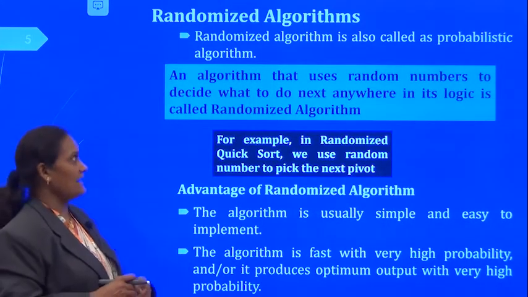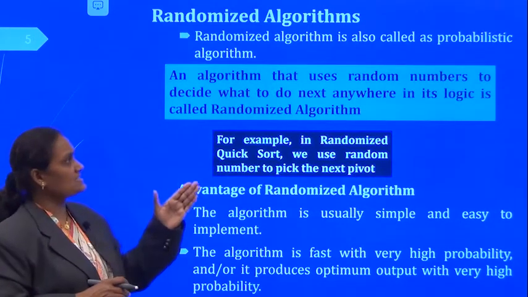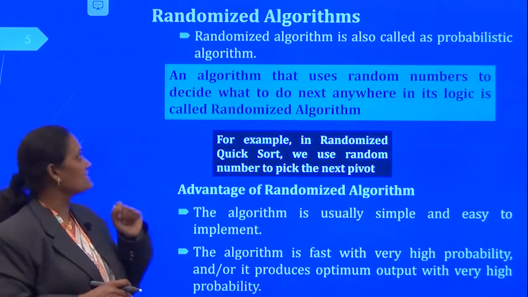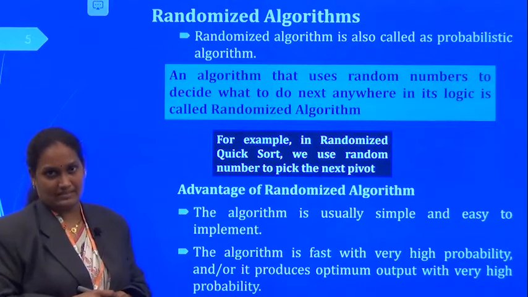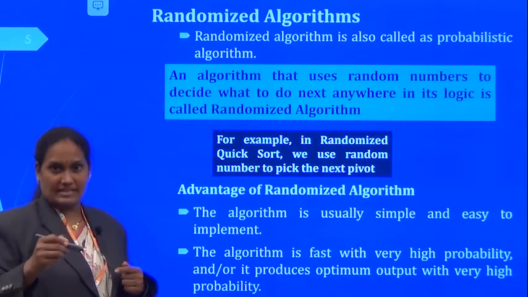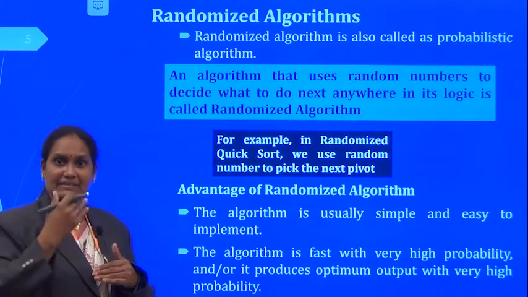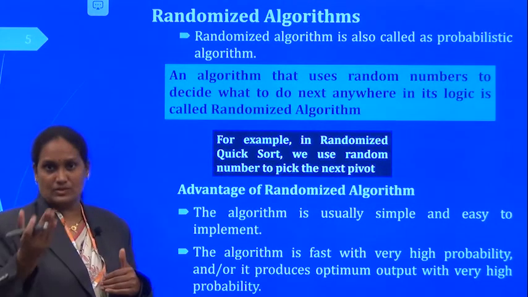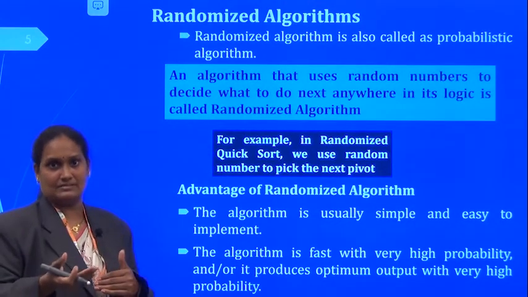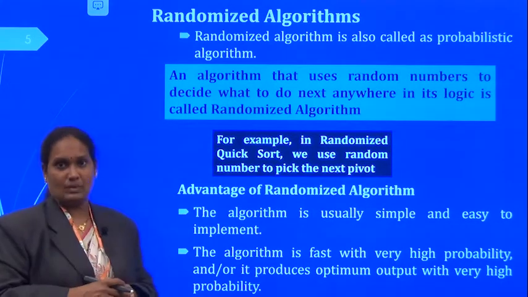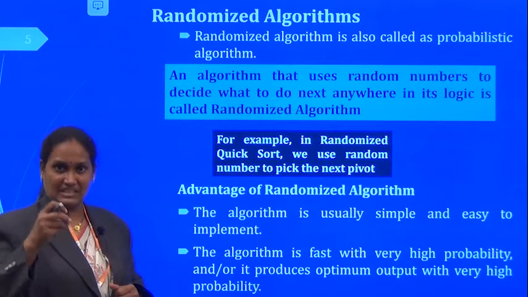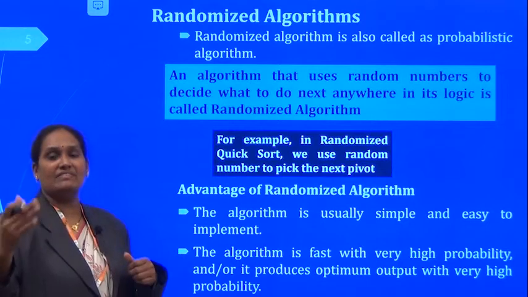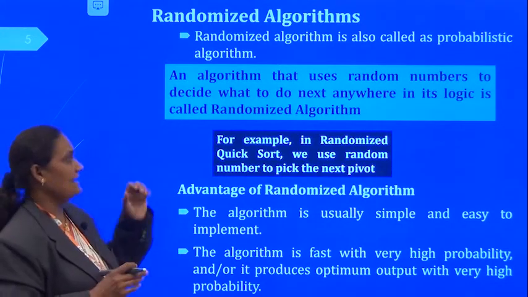Now, how to define a randomized algorithm? An algorithm that uses random numbers to decide what to do next anywhere in its logic is called a randomized algorithm. Here, in the algorithm's logic, from this step to the next step, to decide what to do next, it uses random numbers.